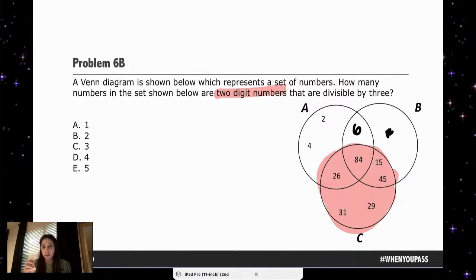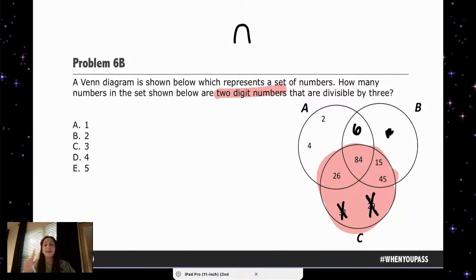Well, if it meets 2 criteria, it is likely going to fall in an intersection, right? That symbol that we learned earlier today. So it's not going to be 31. It's not going to be 29 because those don't fall in an intersection. 26. What if you don't know your multiples? Like, what if it was like 473? How would you know if it's a multiple of 3?